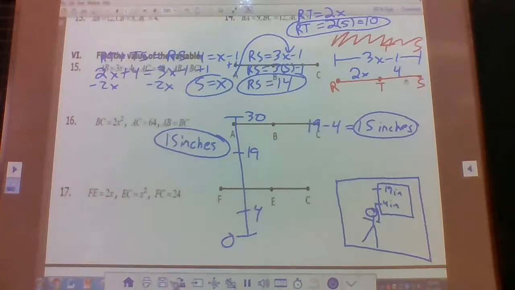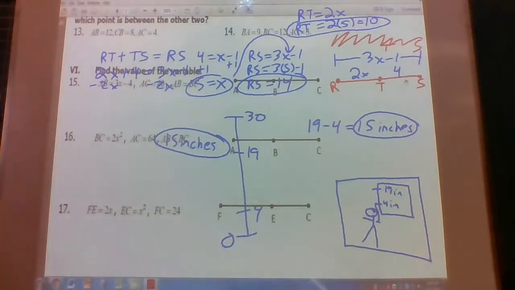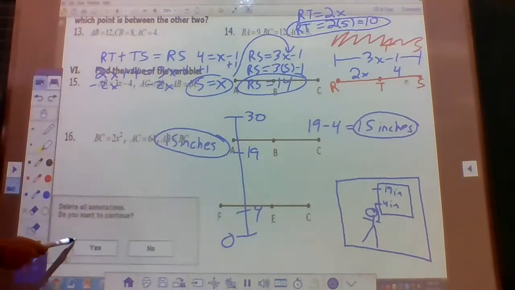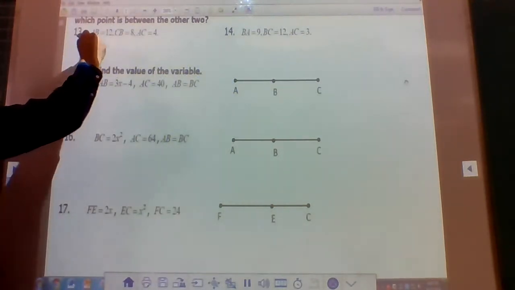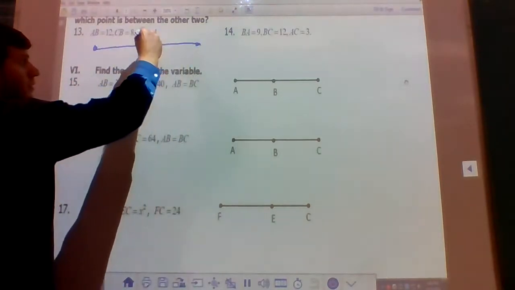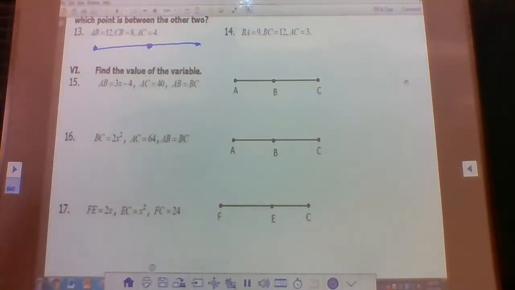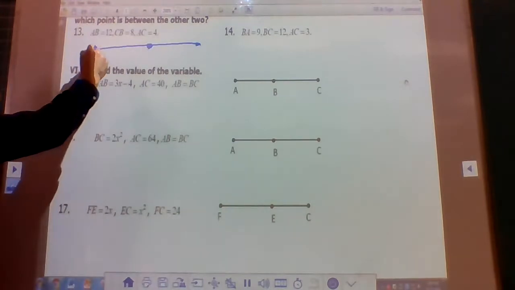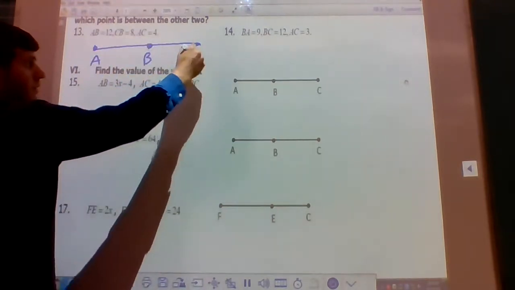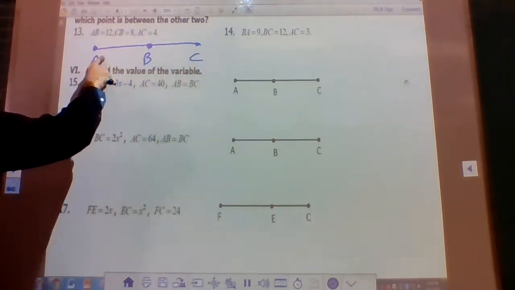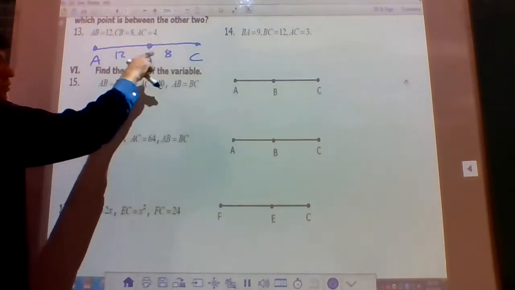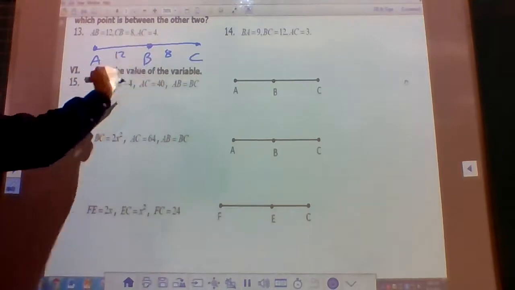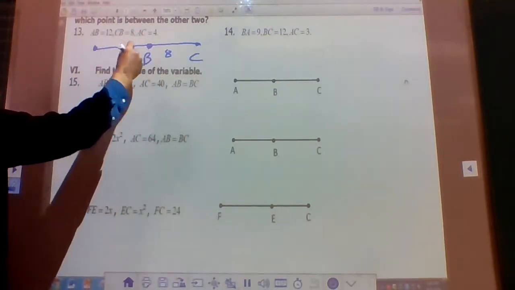Okay, last, we got 5 on this page. So in here we want to know which point's in the middle is essentially what we're asking. So we're going to have 3 points here. I want to know which one's in the middle. So if we just label them A, B, C, okay, we're going to have AB is 12, BC is 8. So 12 plus 8 is not 4. No, so we know B's not in the middle.